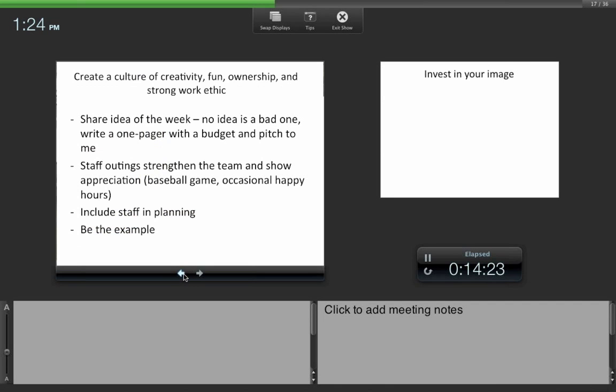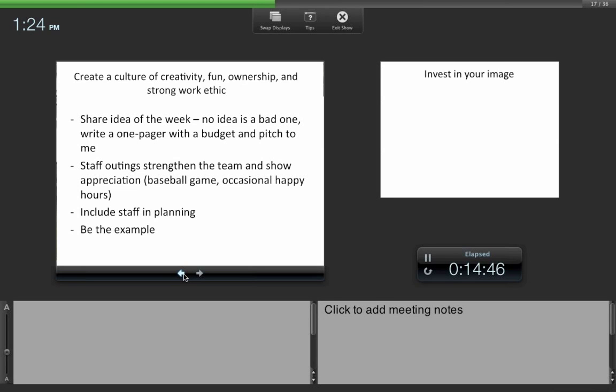Another lesson learned, create a culture of creativity, fun, ownership, and strong work ethic. We have this thing we call Idea of the Week at our staff meeting. No idea is a bad one. And I always say to my staff, okay, you have an idea, go write a 1-pager for me, put a budget together, and then come back to me and we'll talk.